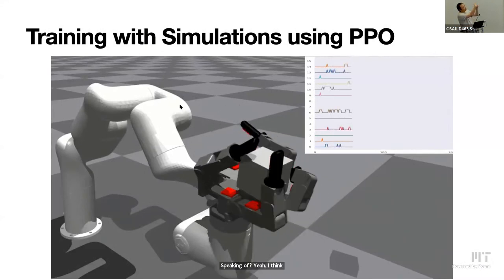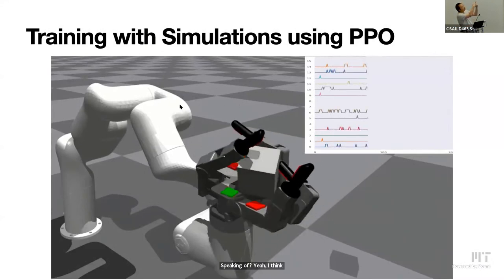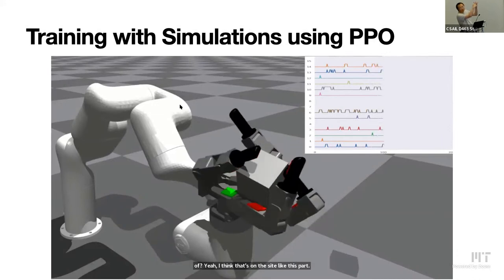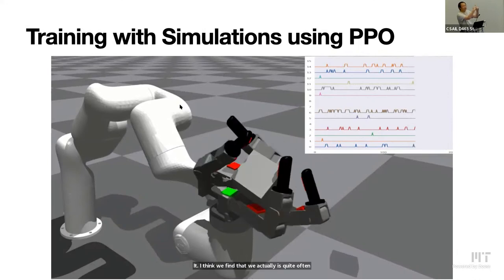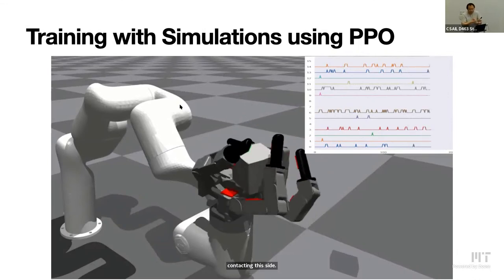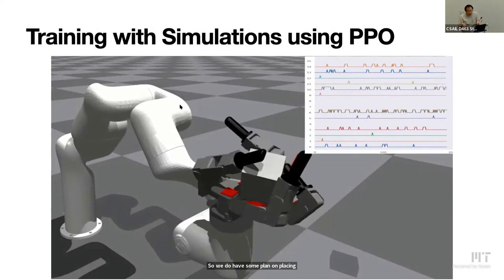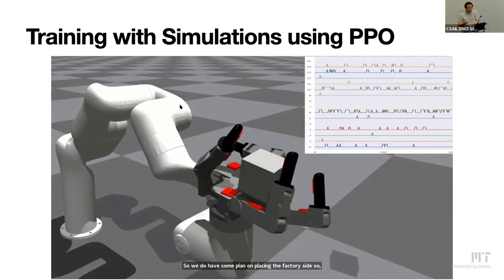Like this part, we find out it actually is quite often contacting this side. So we do have some plan on placing the tactile on this side. Honestly, when we were first doing this work, we just arranged the tactile in this way. We didn't tune it after we saw how the policy works.